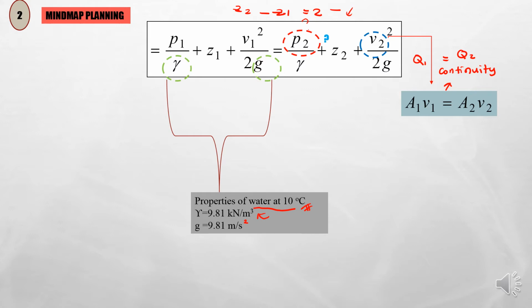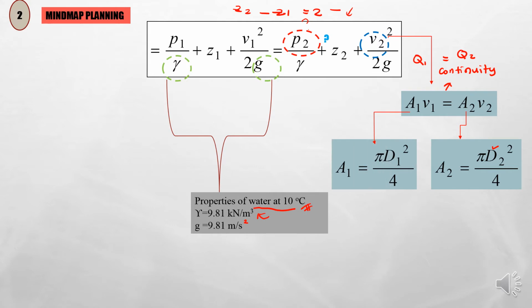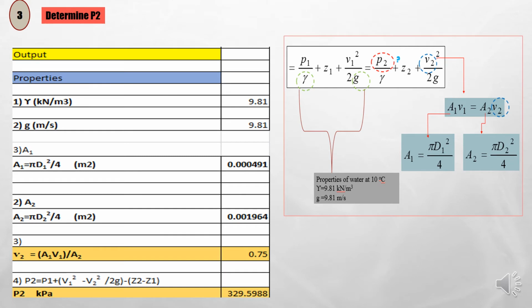And A2, of course, you can get by using this formula, because D2 is provided. The same goes for A1, which you can calculate because D1 is provided in the question. So by solving this equation, oh yeah, V1 is provided as well, lastly you will get V2. Once you get V2, you can substitute it into the equation, and this is the output.